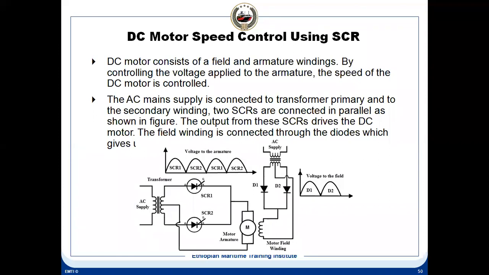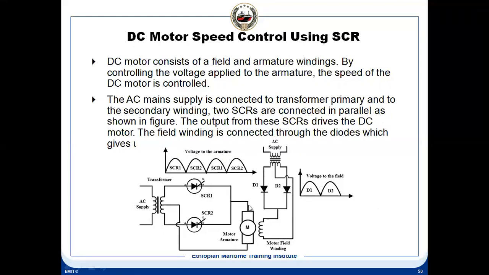By controlling the voltage to the armature, the speed of the DC motor can be controlled. We know that if you vary the firing angle of a thyristor here, you can vary the output voltage. So when you vary the output voltage, the armature voltage is varied. Field voltage is constant here. The field is given a separate supply from your AC supply through a transformer and a rectifier. A constant DC voltage is applied to the field. Armature voltage is varied by using a thyristor.